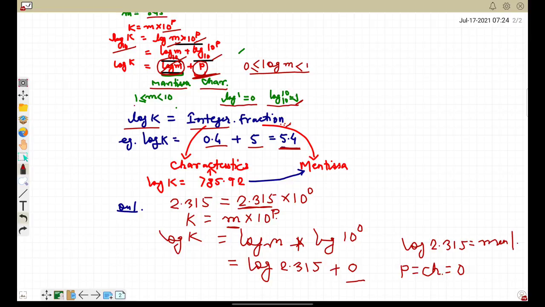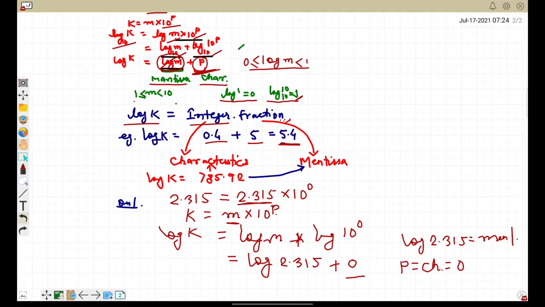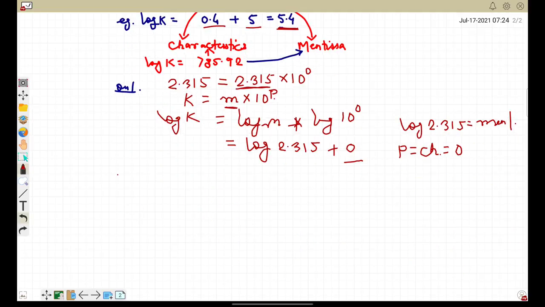I hope this example is clear to everyone. We take some more examples. Next question is, if some number is given like 387, we can take any number by ourselves, 387.35 into 10 raised to the power minus 7. So we need to find the characteristics and mantissa for this number, which means we can find it for any number.